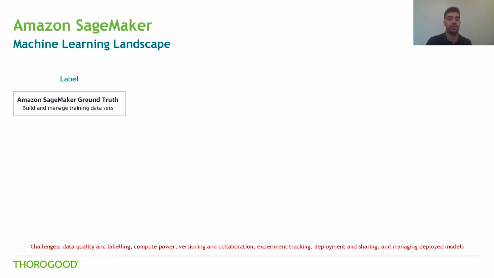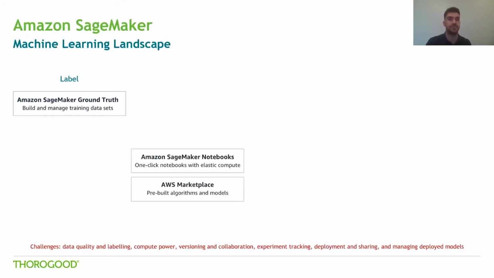So Ground Truth, which is an offering within SageMaker, helps with this. It helps us build highly accurate training data sets for ML and organize workflows for labelers who can accurately label your data, and these can be internal or external resources to your organization.